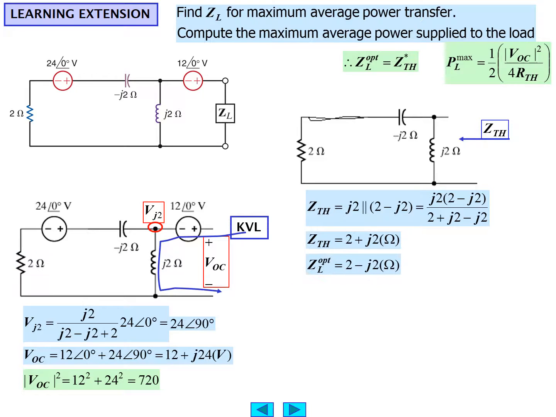we get 2 plus J2 for ZTH, and therefore the optimum load, ZL, would be the complex conjugate, 2 minus J2. For the power transfer, we already know VOC squared. In this case, RTH is 2, so we have 1/2 times 720 divided by 4 times 2, or 45 watts.